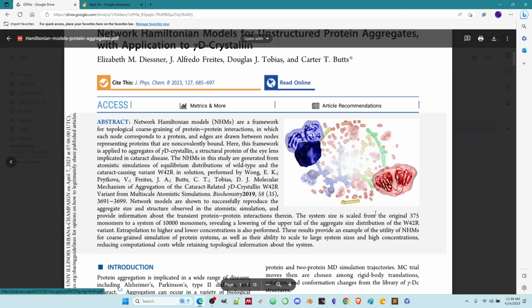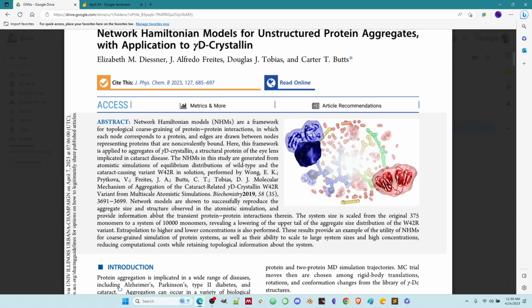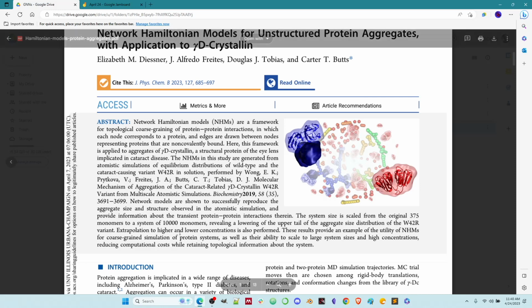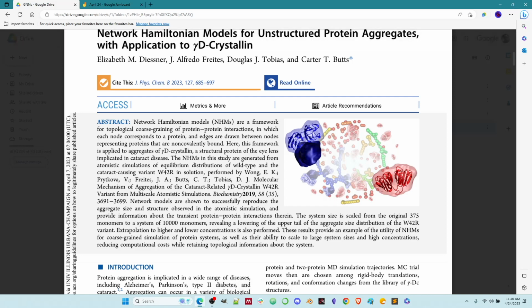The system size is scaled from the original 375 monomers to a system of 10,000 monomers, revealing a lowering of the upper tail of the aggregate size distribution of the variant. Extrapolation to higher and lower concentrations is also performed. So you can do these titrations where you change the concentration and see what the simulation and the interaction should look like.